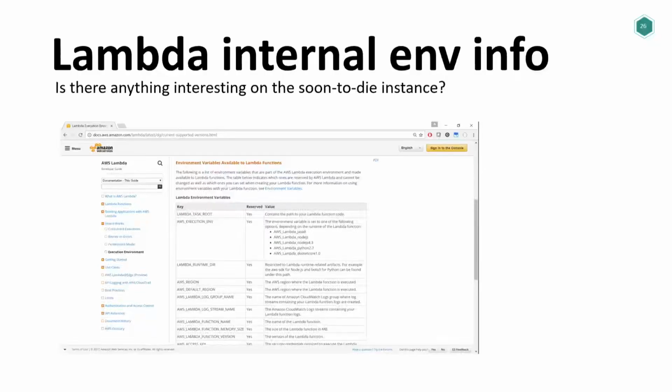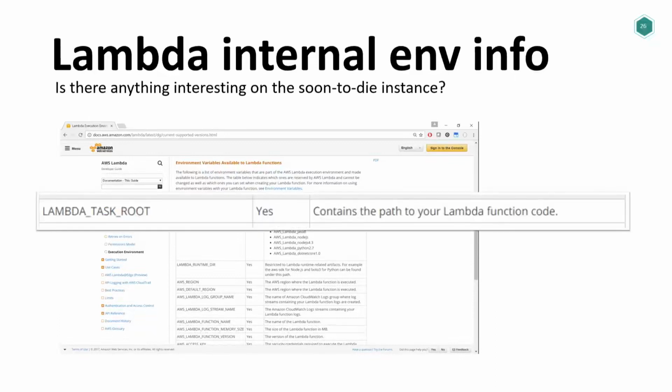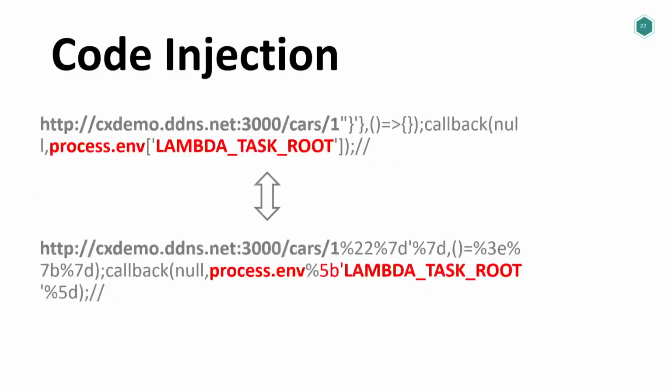We went to the documentation of Lambda. Lambda has a lot of internal environment info. We found one interesting variable, called LAMBDA_TASK_ROOT. It contains the path to your Lambda function code. That's it. This is the directory where all your Lambda functions live, not only the one that you currently see, but the entire tree. So this is rather interesting.